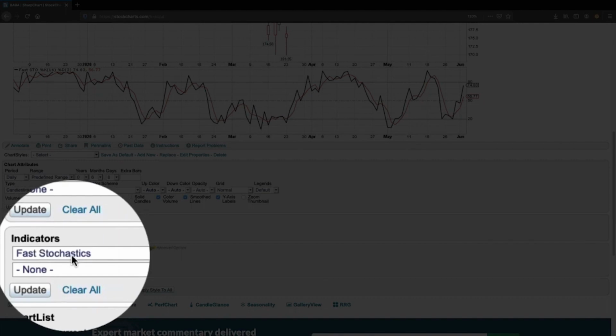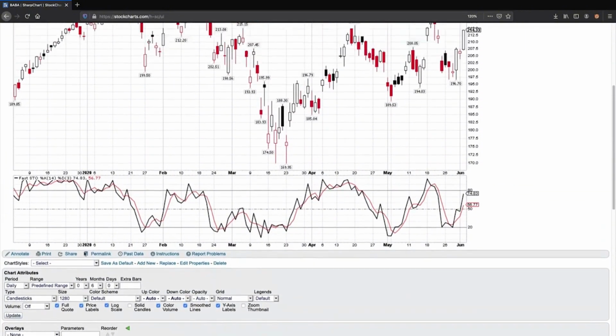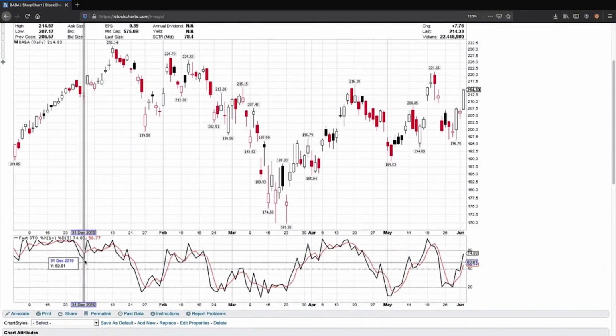Usually I like to use fast because it gives me sudden movements for fast moves. If you're doing a longer term trade, maybe like a few months, you might want to use a slow stochastic. Totally up to you. I like to use fast for the fast moves. So when we take a look at this, it's very interesting to see what's going on.